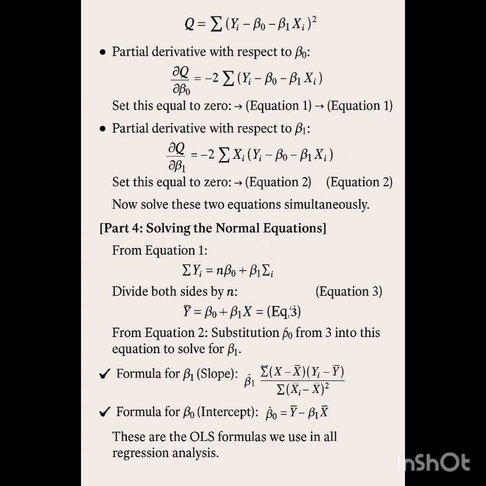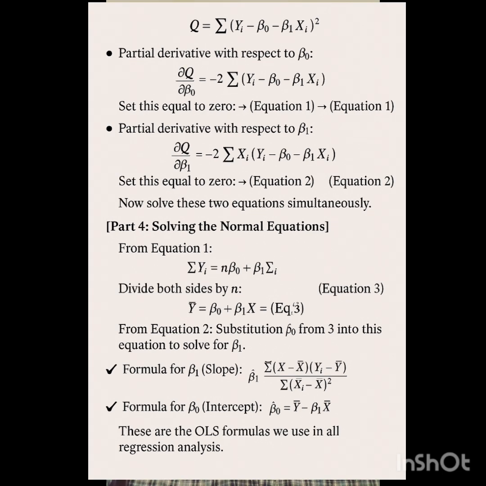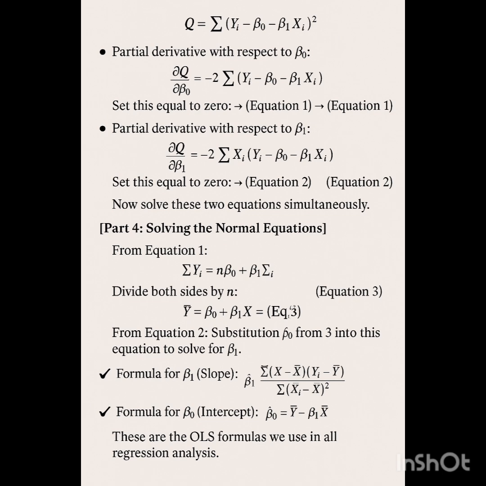Now we take the partial derivative with respect to beta 1, that is dQ upon d beta 1 equal to minus 2 summation xi (yi minus beta 0 minus beta 1 xi). Now again we set it equal to 0. We get two equations in beta 0 and beta 1. Now solving these two equations simultaneously, we get the normal equations, equation 1 and equation 2.